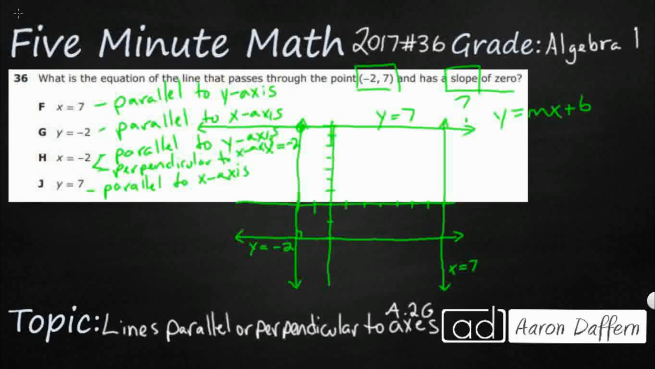Okay, so I've got two different options. It could be this x equals -2, or it could be this y equals 7. Both of those work, but it has a slope of 0. A slope of 0 is not going to look like the slope-intercept form, rise over run. I can't do this x equals -2 because that's an undefined slope, because it's over 0, and you can't divide anything by 0. So this is going to be 0 over 5, 4, 3, doesn't matter. So my answer is J.